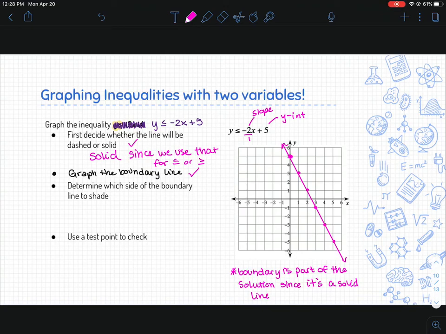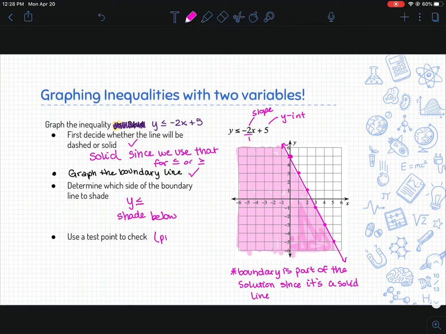Okay, so now we need to determine which direction to shade. We have y is less than or equal to, so we're going to shade below. So if I'm looking at this with my pen, I would go down and I would see that that would be this side. Now we don't just stop where we see below, but it's everything that got cut. The plane got cut into 2 pieces, and so once we figure out the side, we shade everything on that side.